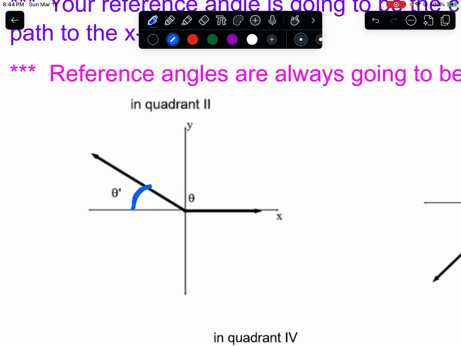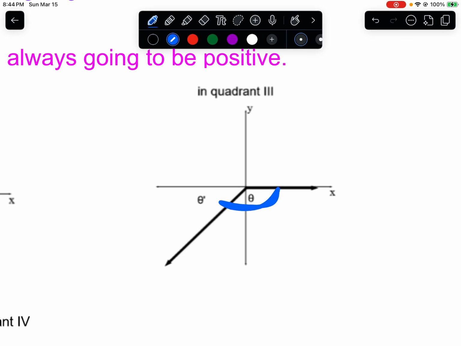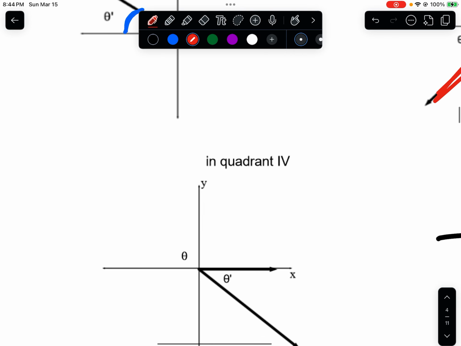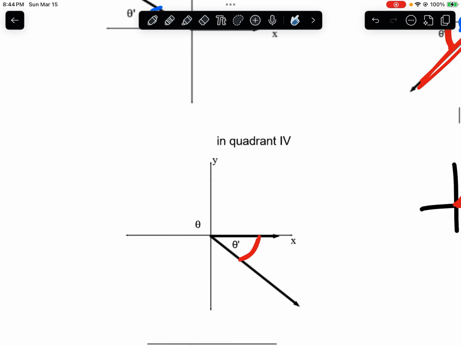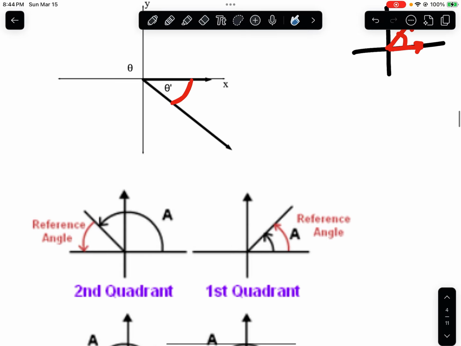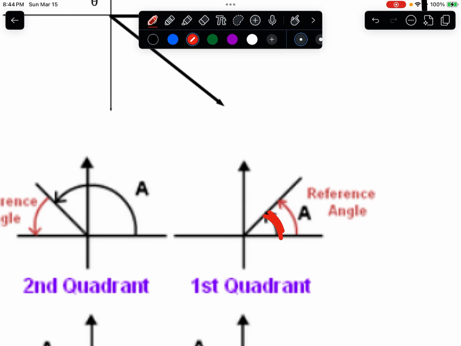So if something was in quadrant 2, this angle here would be your reference angle because this would be your original one. If it was in quadrant 3, whichever angle is your original one, your reference angle is still just this part right here, the angle from the terminal side to the x-axis. And then in quadrant 4, it would be this one right here. If you're wondering, where's quadrant 1 here?